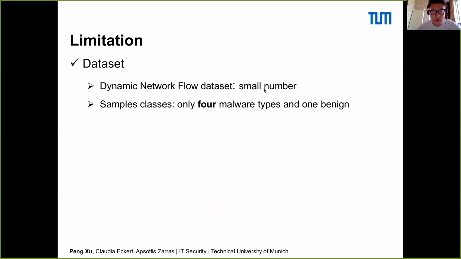So after talking about our work, let us move to our limitations. Actually, we have two types of limitation. The first one is from the dataset. The dynamic network traffic dataset is very small. It just has 2,100 samples. And for the sample classes, we only consider 4 malware types. But for malware detection, we have more than 100 to 200 malware types.